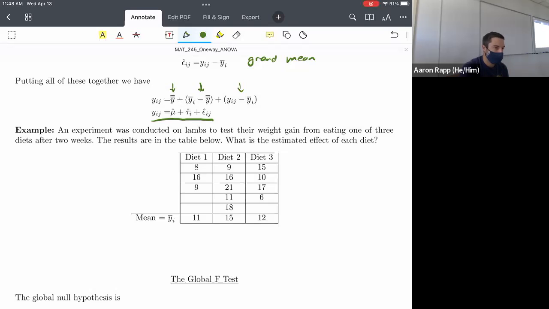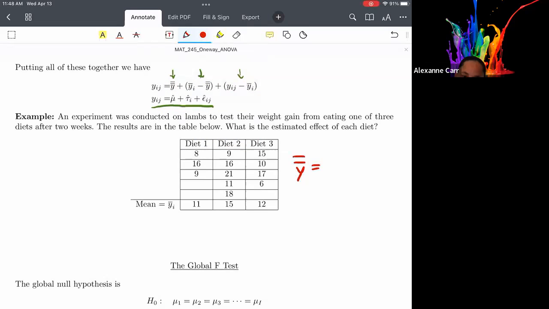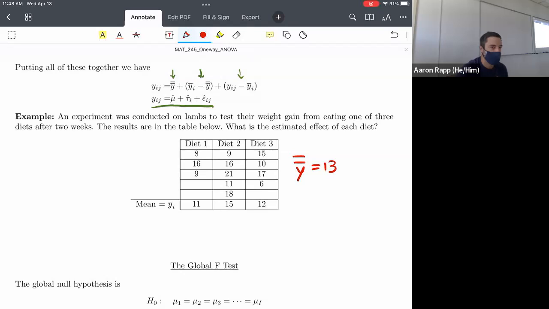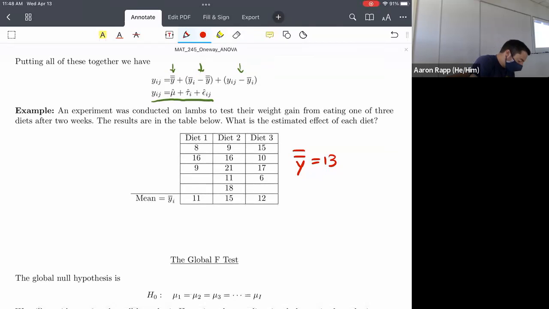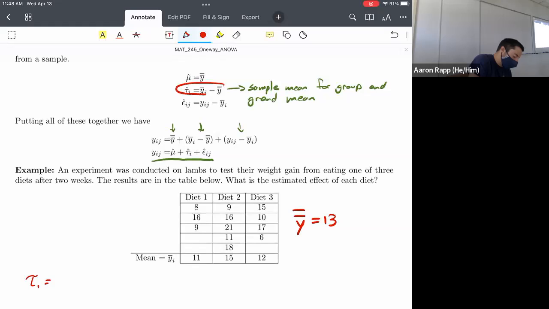So same data, we have our same means for each of the samples. What was our grand mean for this data? 13. Yeah, 13. Okay. So then I want to find the treatment effect for the first group. To find the estimate for it, I just take that group's sample mean and subtract the grand mean from it.